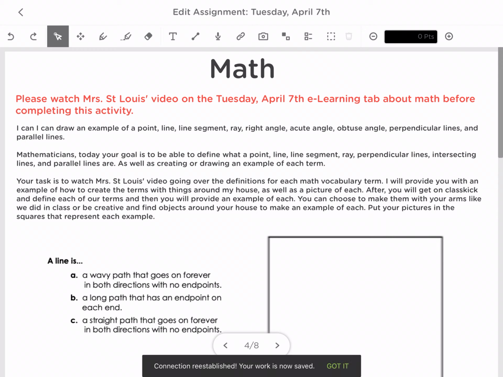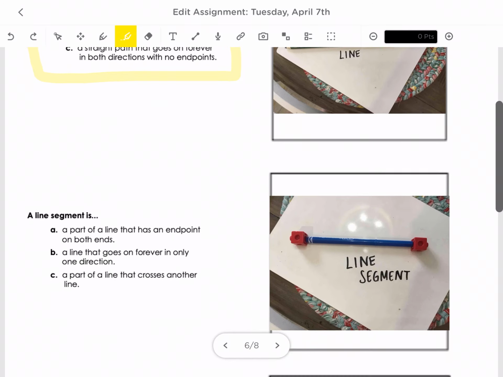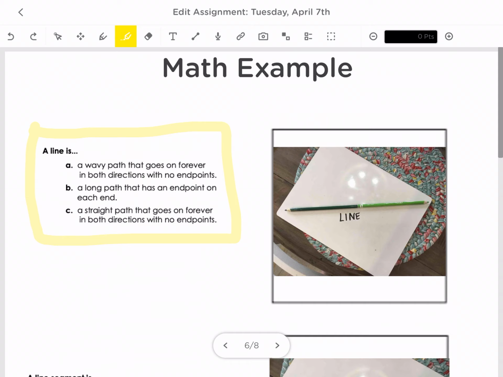Once you are on Class Kick, after you've watched my video, you are going to come to slides 4 and 5, and that's where your work is. But we're going to go to slides 6 and 7 here, because this is where my examples are. You will have 7 things, and you're going to have to define what each term is, exactly what we went over. Choose A, B, or C for each one, and it goes on to the second slide. There's 4 here, and then there will be 3 on the other one. You're going to define them, and then you're going to give me an example.